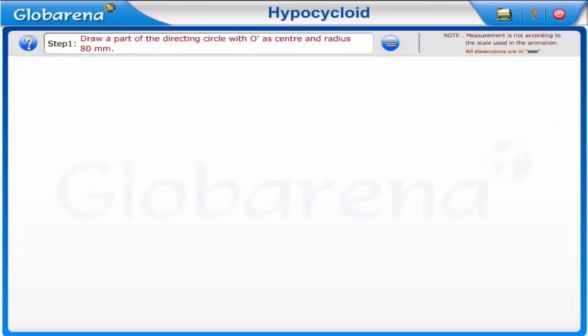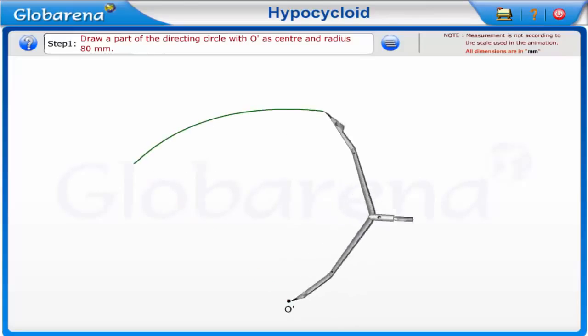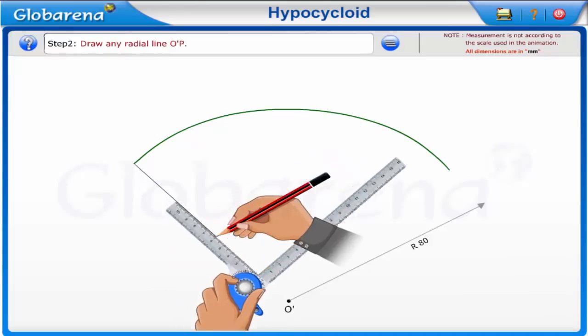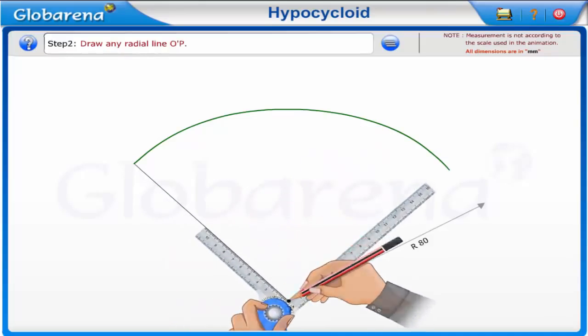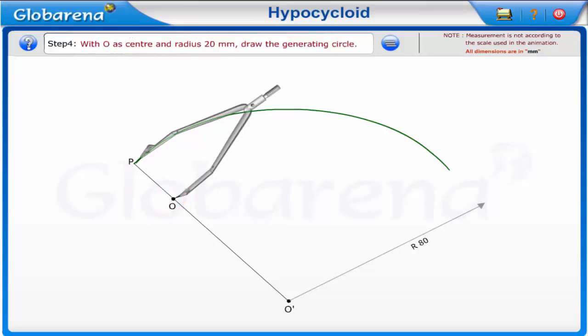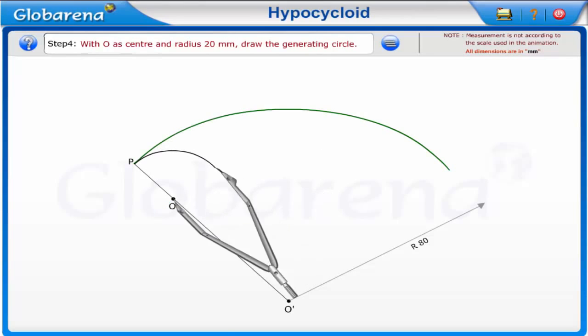Draw a part of the directing circle with O' as center and radius 80 mm. Draw any radial line O'P. Locate the point O such that OP equals 20 mm, the radius of the generating circle. With O as center and radius 20 mm, draw the generating circle.